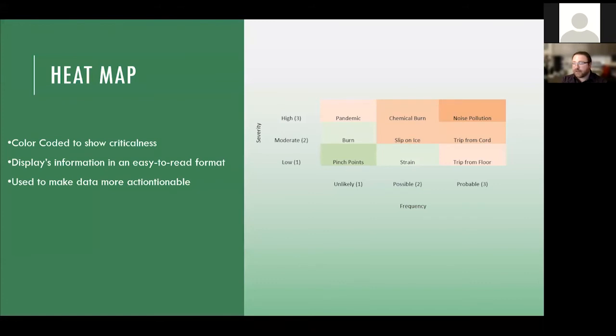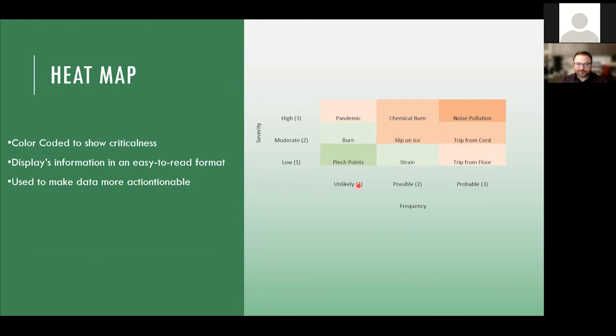So what we're also going to look at is a heat map. This is a very simplistic heat map. It's super, super simplistic. You have your severity scale here and your frequency scale here. So this is color coded to show criticalness. So if you think back, noise pollution was something we identified that was the problem area for SWO. So we say it's a high, it's a 3, because again, people are missing 3 months of work, and it's probable because we're seeing it happen often enough. So that's a 3 because it's a high, and it's 3 because it's a high frequency. So then that's where we get that.